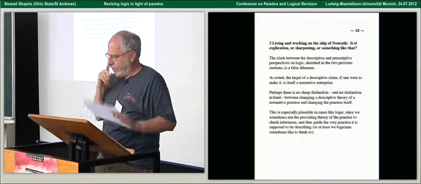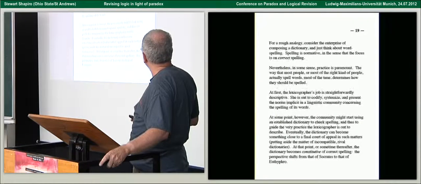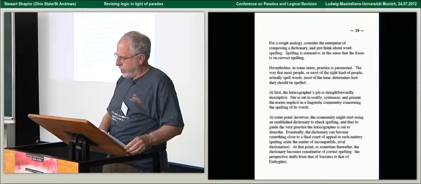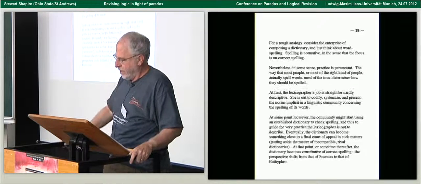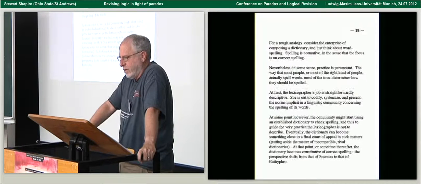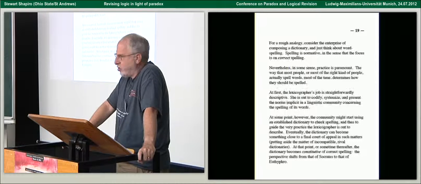All right, now for a very rough analogy, no linguist that I've tried this on thinks that I'm even close to right about this. Consider the enterprise of composing a dictionary, and just think about word spelling. Now, spelling is normative. That's the part that the linguists I've talked to don't like, in the sense that the focus is on correct spelling, right? That's what the dictionary is supposed to get at. Nevertheless, in some sense, the practice is paramount. The way that most people, or most of the right kind of people, the cool people, actually spell words, most of the time, determines how they should be spelled.